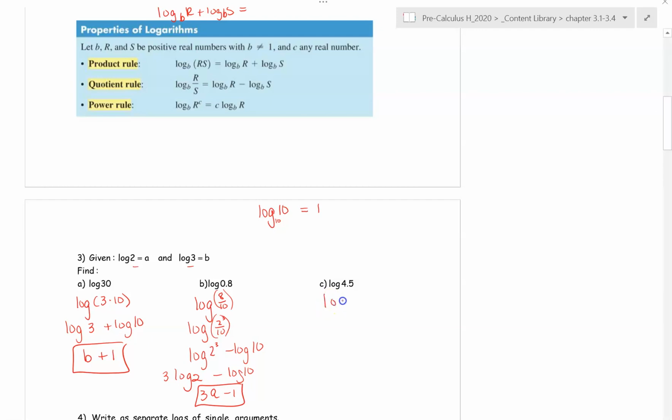For part C, you could write log of 9 divided by 2. So that's log of 3 squared divided by 2, which is log 3 squared. The quotient rule says minus log 2.